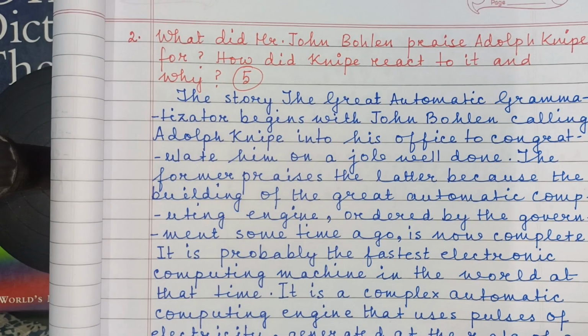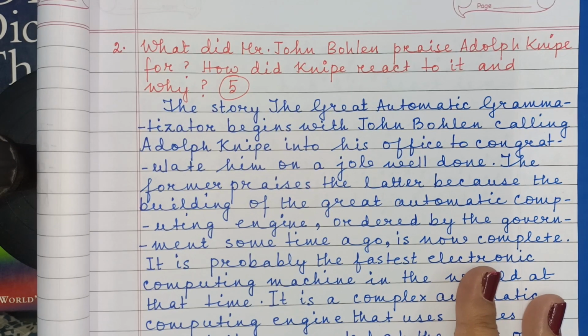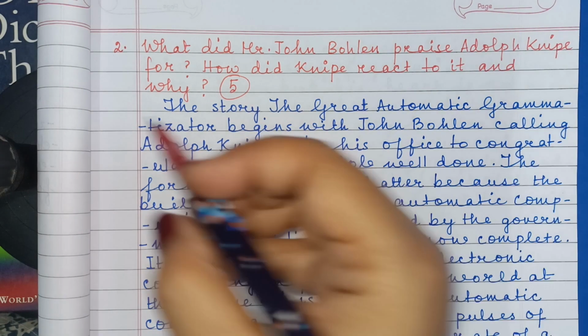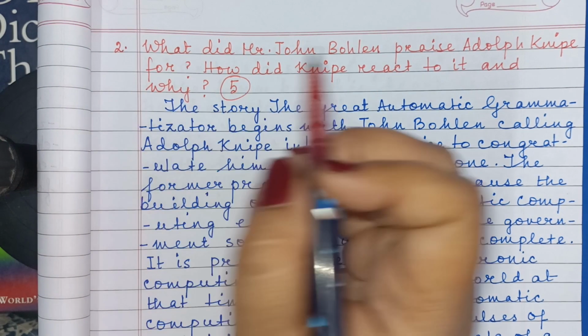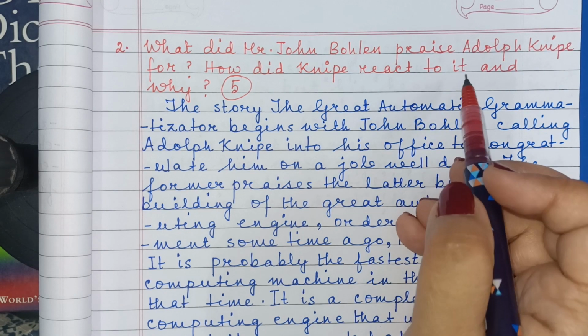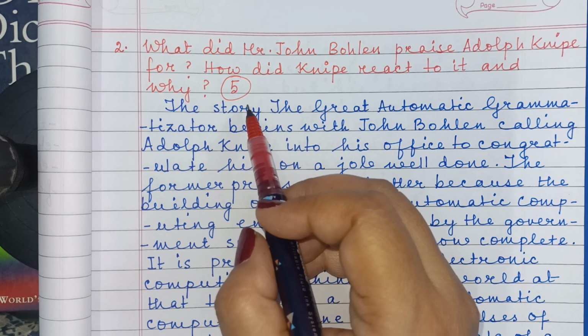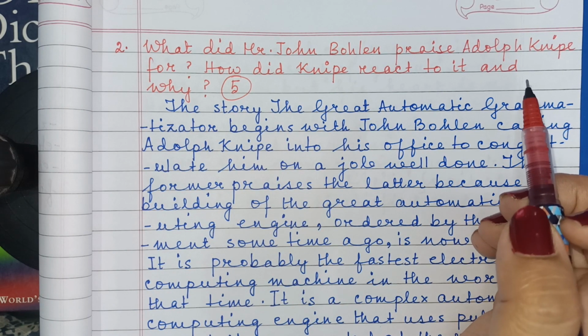The first question, it's there in your workbook, Morning Star. What did Mr. John Bolin praise Adolphe Knight for? Question number 1, subpart number 1. How did Knight react to it? Subpart number 2. And why? Subpart number 3, 5 marks. Again, 1 page is enough.